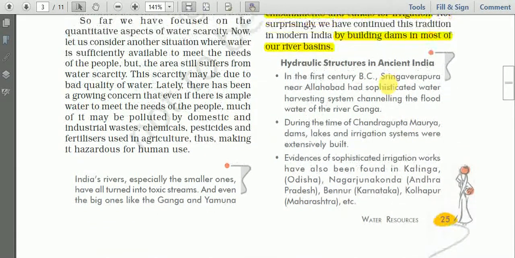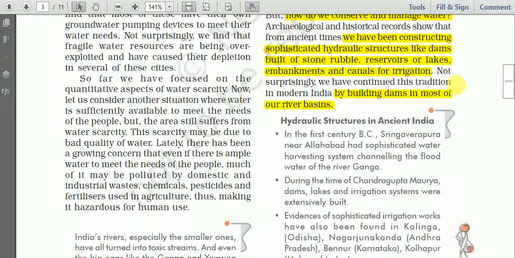Actually, see, these ancient kings used to construct dams. They used to construct hydrological structures, here referring to dams made of stone and mud. They also constructed artificial lakes, and they also built embankments along streams and rivers. They also constructed canals for diversion, for irrigation.